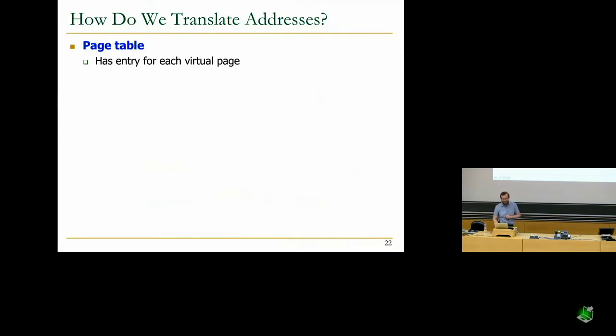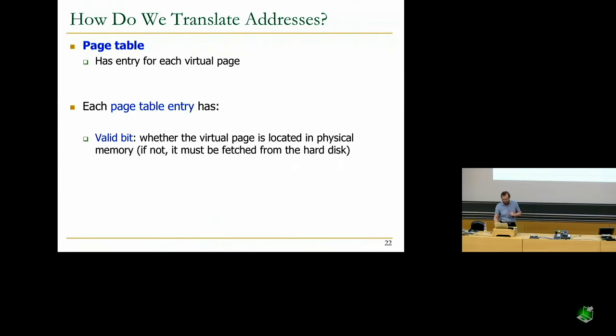So the page table has an entry for each virtual page, and given a virtual page number, you index to that entry and get the physical frame number or physical page number. To be able to do that, you need to have multiple things in each page table entry. The first thing is a valid bit. Now it's going to look similar to a cache again, right? Because this is a cache. Whether the virtual page is located in physical memory, whether it's in the cache or not. Otherwise, it must be fetched from the hard disk, as we know.